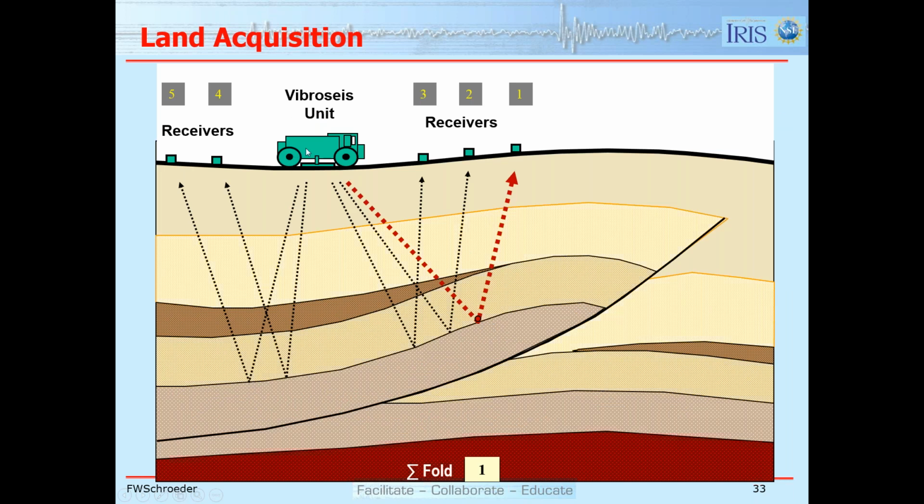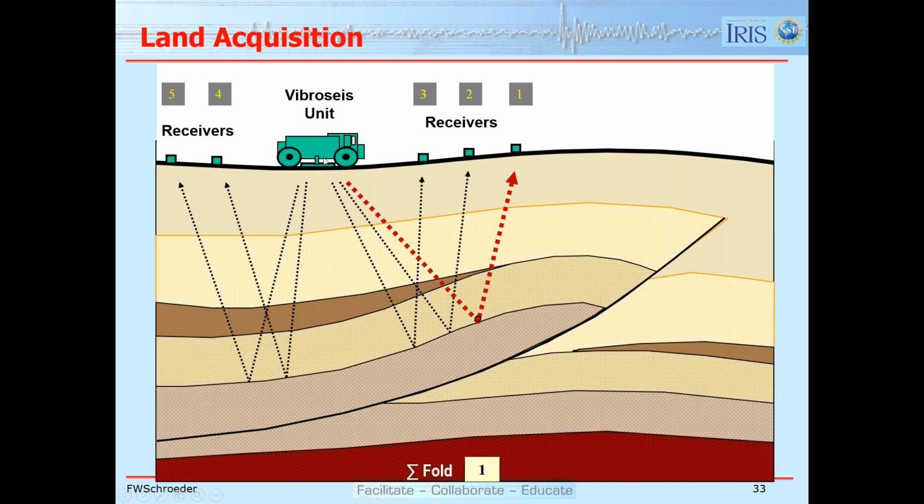So here's a little cartoon. Here's my vibrator truck. This is meant to represent the array of vibrator trucks. I have a couple of receivers to the left and 3 to the right. Here's the little red dot. This is the portion of the subsurface I want to keep track of.